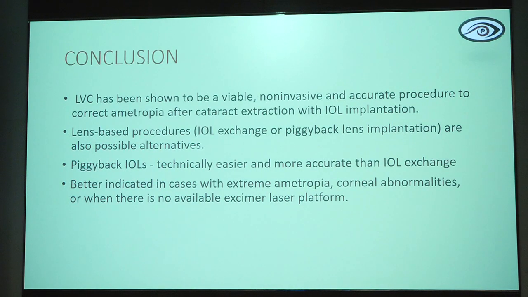In conclusion, LVC laser refractive surgery has been shown to be a viable, non-invasive and accurate procedure to correct to emmetropia after cataract extraction with IOL implantation. Lens-based procedures, IOL exchange or piggyback lens implantation, are also possible alternatives. Piggyback intraocular lens is technically easier and more accurate than IOL exchange. Better indicated in cases with extreme ametropia, corneal abnormalities, or when there is no excimer platform available.